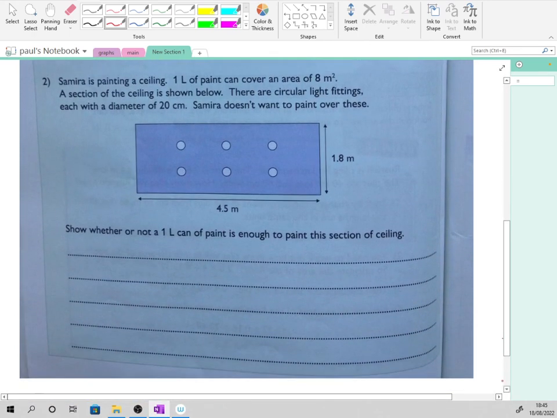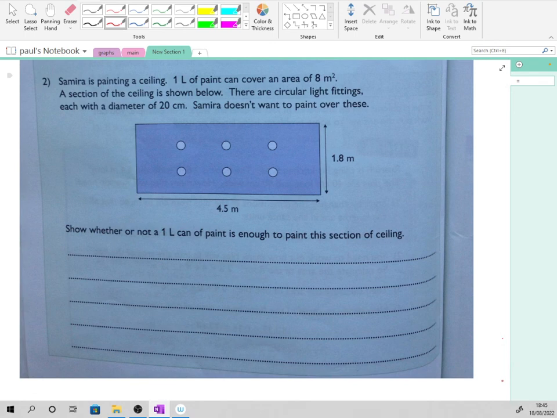Oh look at her, there's loads of writing there, so this must be hard. Samira is painting a ceiling. 1 litre of paint can cover 8 metres squared. A section of the ceiling is shown below. There are circular light fittings, each with a diameter of 20 centimetres. Samira doesn't want to paint over these.